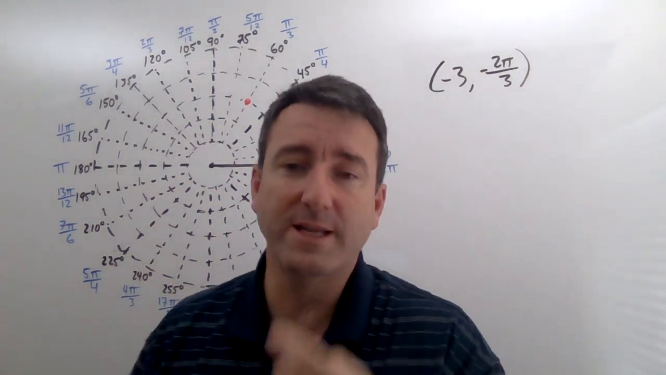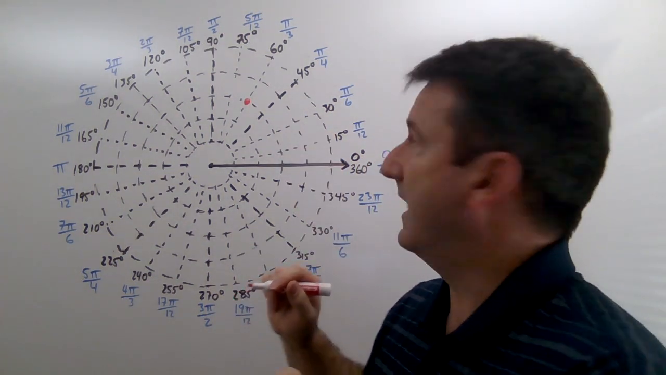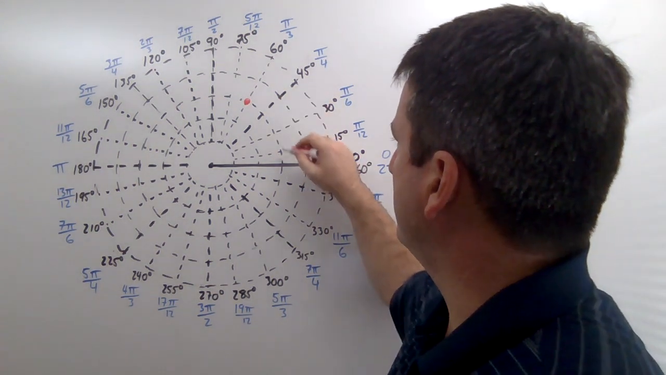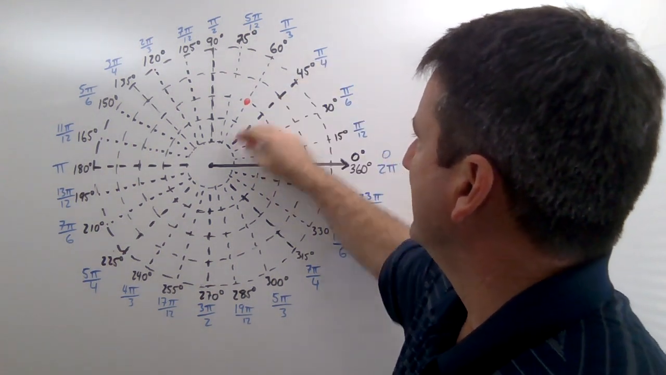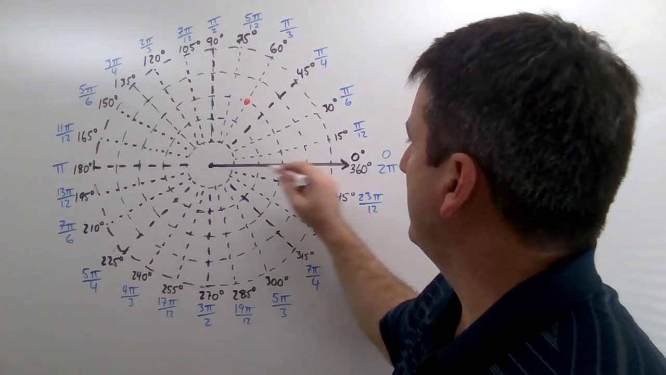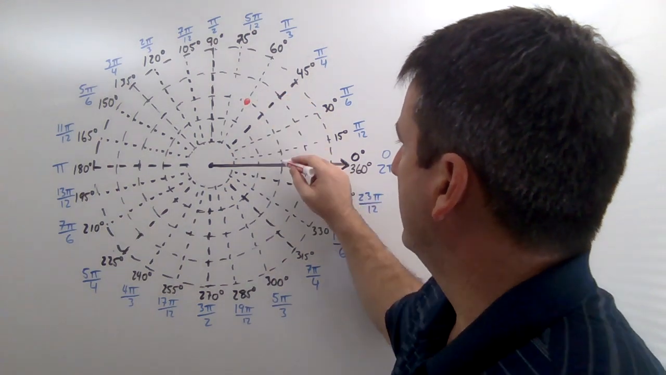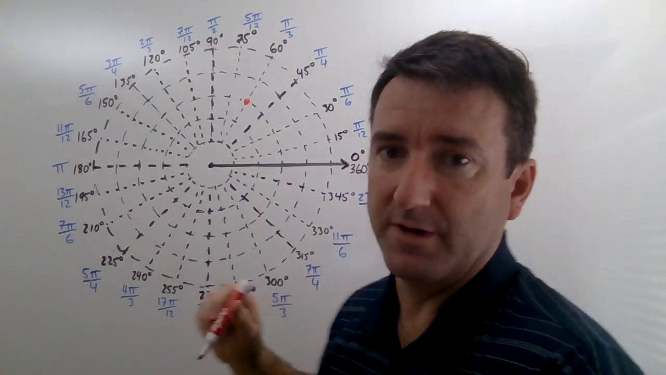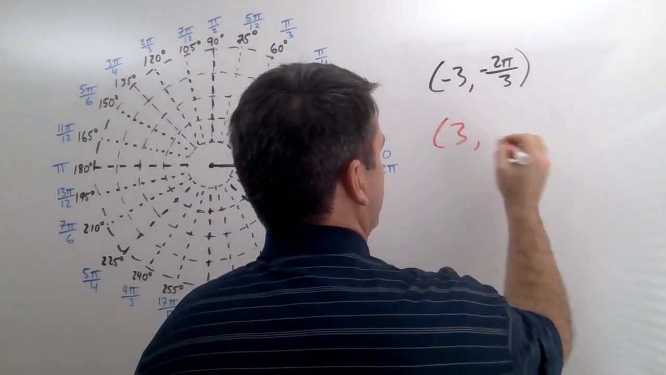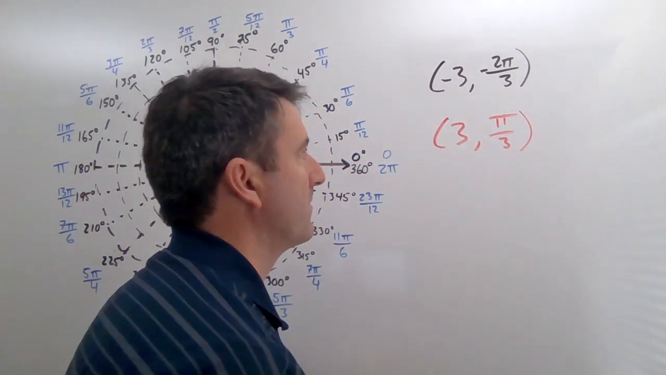All right, so now let's think about some other ways that we could represent that. Well, we can see that that point is on the angle pi over 3. So we could make this positive 3 and positive pi over 3. That would be one of the ways that we could represent this. So positive 3, positive pi over 3.